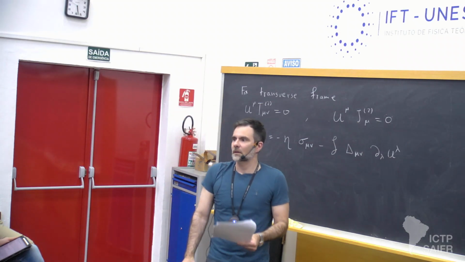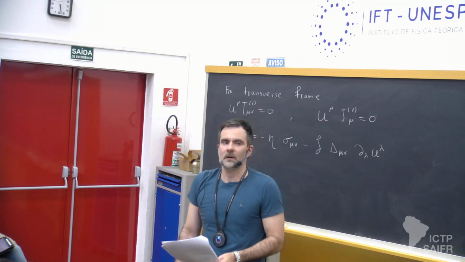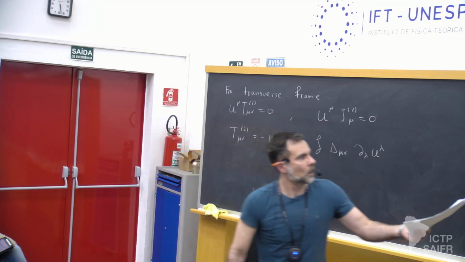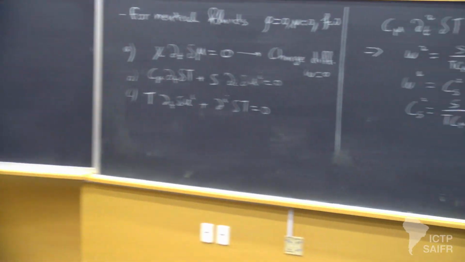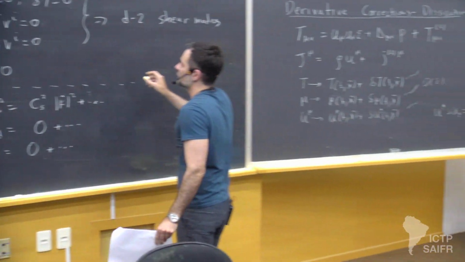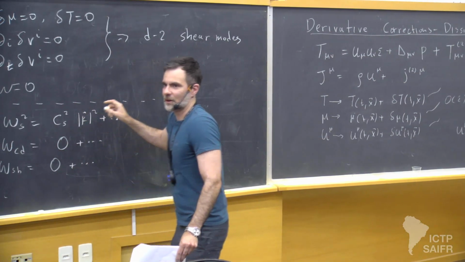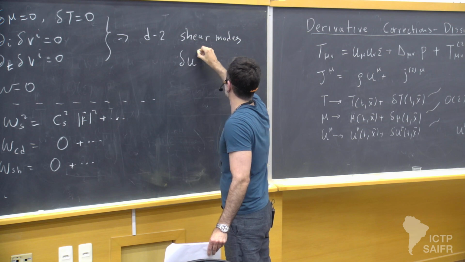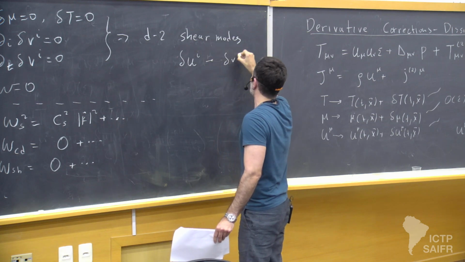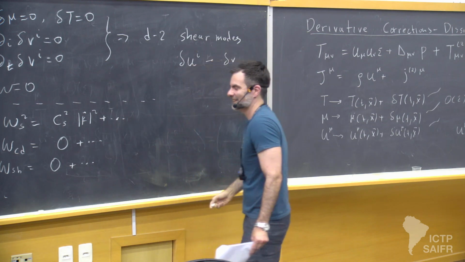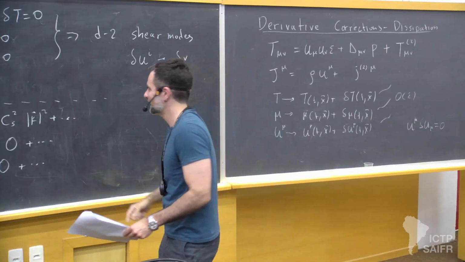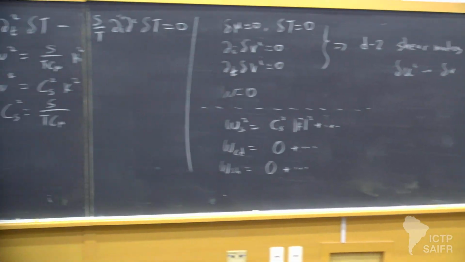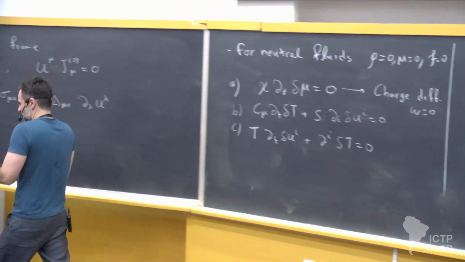Yes? Here, this one. Yes. Yeah, sometimes I write V, sometimes I write U, sorry. Right, so delta U, I would call it, yeah, delta V, yeah. Okay. Sorry. That clarifies it. Thank you. Okay, yes.